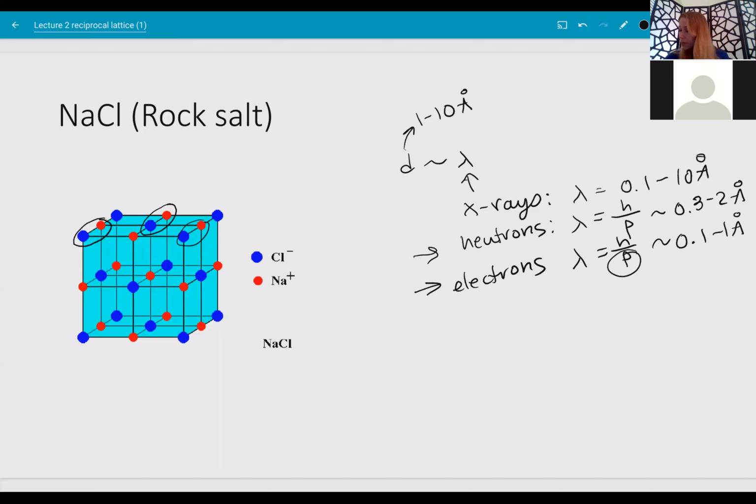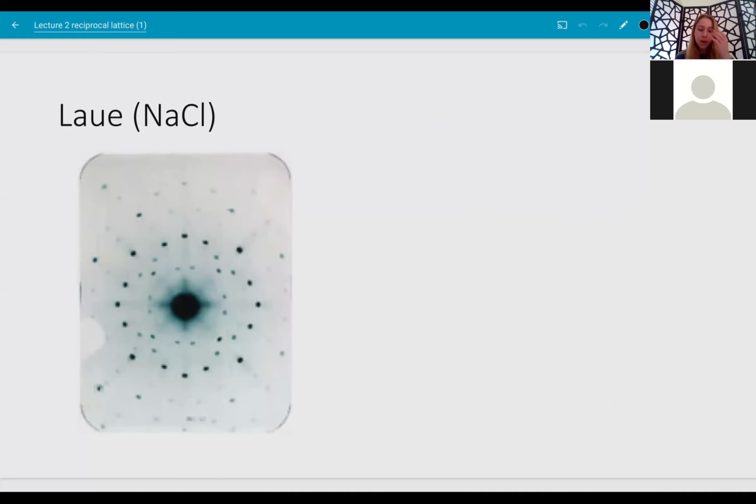The first method that I'm going to show, the first type of data, is called Laue, and Laue is someone's name. An important thing to know about the Laue technique is that it uses white X-ray light.